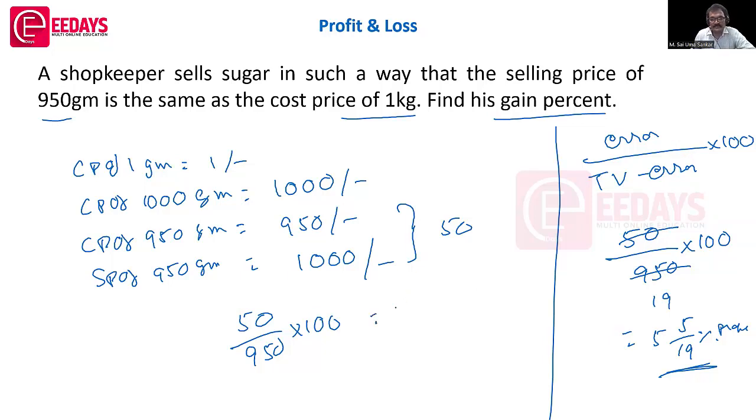So this is equal to 5 by 19% profit. Is it clear? Next one.